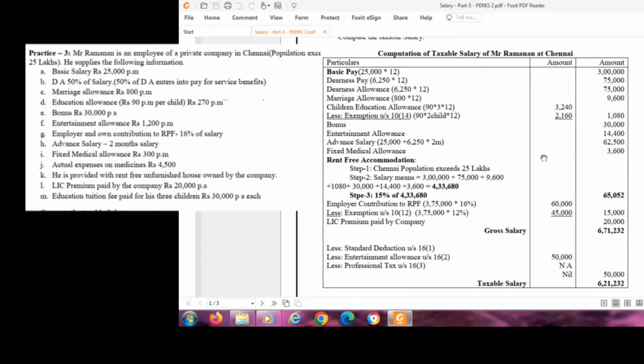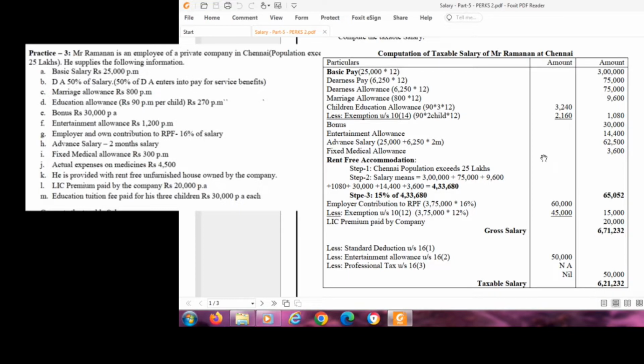Next, employer and own contribution to RPF, actually it is the fourth part. While computing the answer we have to record it in the last final stage, so we'll see later. Advance salary, 2 months salary. While computing advance salary we have to account only basic pay and DNS pay. 25,000 plus 6,250 into 2 months, so 62,500 only taxable. Next one, fixed medical allowance only 300 per month, it was fully taxable. Next one, actual expense on medicine. This item will not be accounted in salary. This information will be ignored. It is a confusing point. Actual medical expenses, ignore this one.